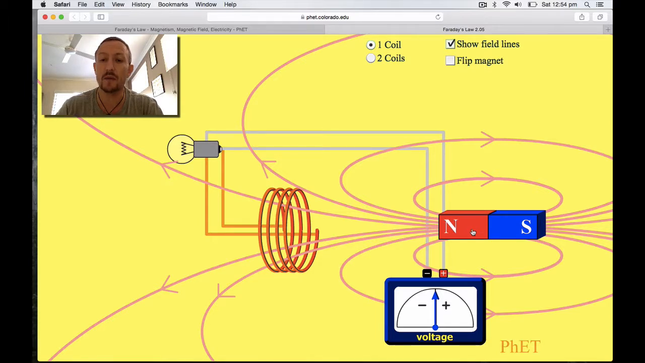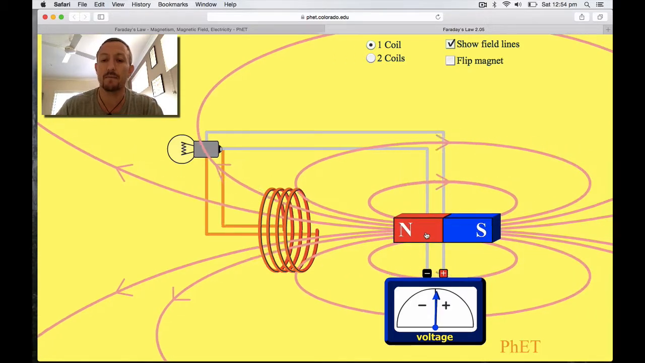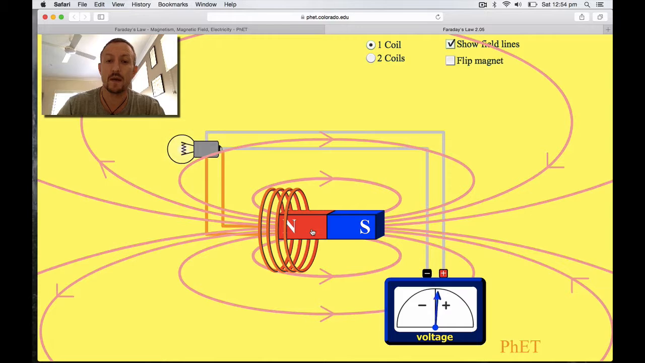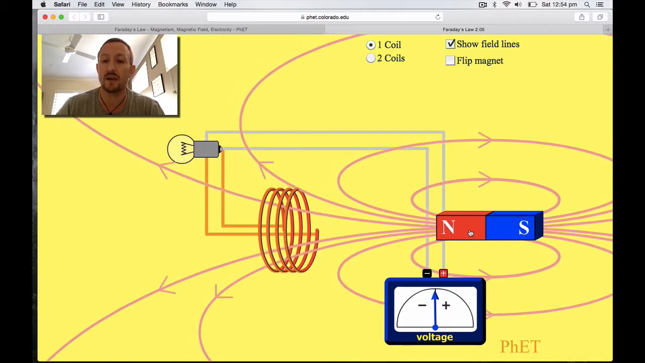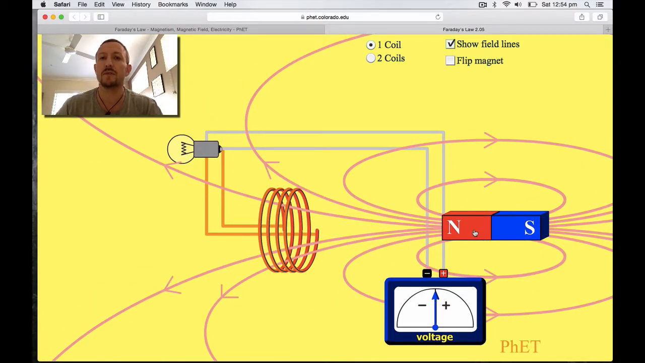So here we go. We're going to move that north. Check the field lines as they start increasing. Okay, they're at maximum here. Pull it back out. It goes in the opposite direction. We are decreasing our magnetic field lines, and the result is we get less of an effect. Now let's do it quickly.